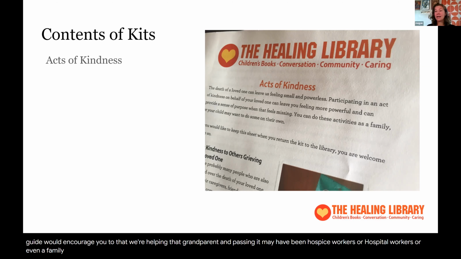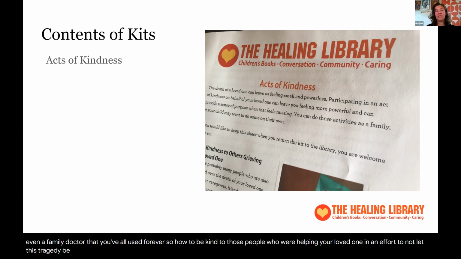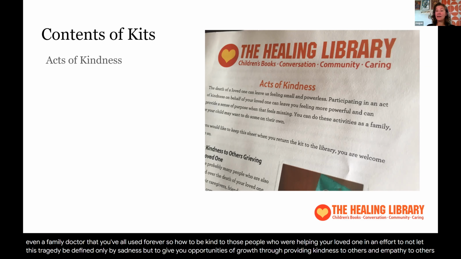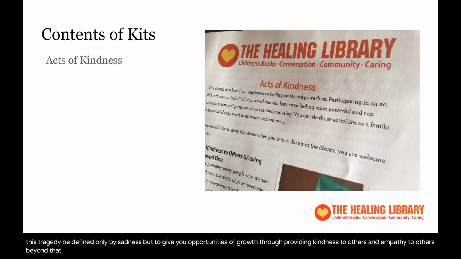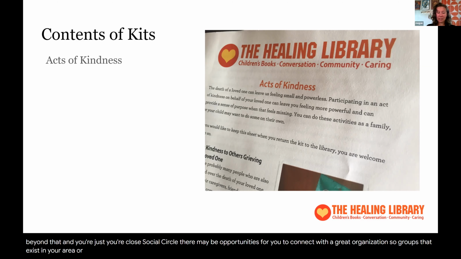So how to be kind to those people who were helping your loved one in an effort to not let this tragedy be defined only by sadness, but to give you opportunities of growth through providing kindness to others and empathy to others. Beyond that, and your close social circle, there may be opportunities for you to connect with a greater organization. So breast cancer survivors, support groups that exist in your area, or larger organizations that you may not know about.